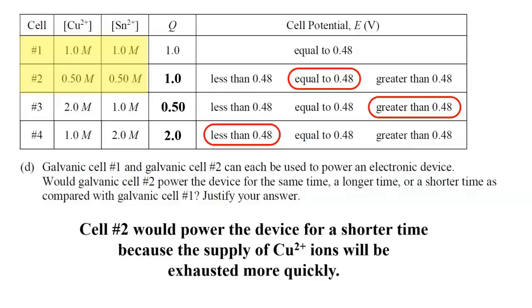And that's because we start with a smaller concentration of reactant, so the supply of that reactant, the copper ions, will be exhausted more quickly. So smaller concentration of reactants, it's going to decrease more quickly. Eventually, when it decreases to 0, then the cell is dead. So we start with a smaller concentration of reactants. It's going to power this device for a shorter period of time because the supply of copper ions will be exhausted or consumed more quickly.